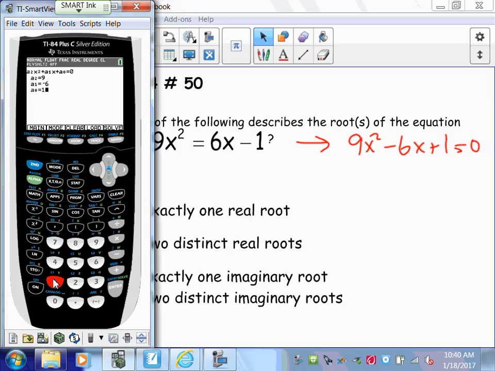Did I change the mode? Nope, I did not. Sorry. If you go back, if you hit window, there's a thing underneath that on top says mode. You can change that to a plus bi. Just set it to a plus bi every single time.